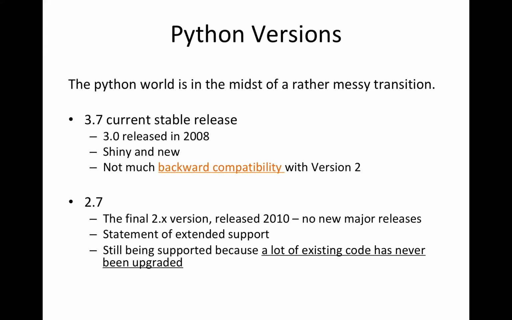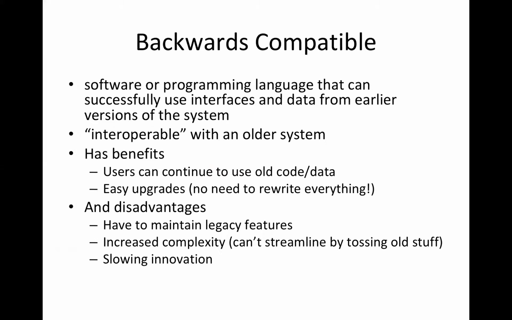2.7 is still out there. You'll see it is still the default version on the ACF, even though the final Python 2 version was released in 2010. They are no longer updating it. They are, however, providing basic support for bugs and security. But a lot of existing code has never been upgraded. So that's the big problem with Python 2 and 3. If you're looking for old code, you need to be aware that some of it is Python 2 and some of it is Python 3. If it's 2, it won't work in 3, and if it's 3, it won't work in 2. It's just a big kind of disaster.